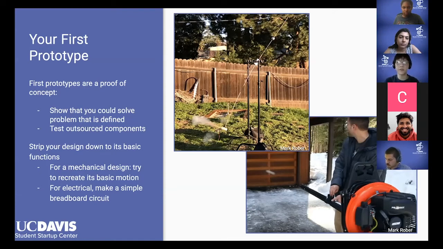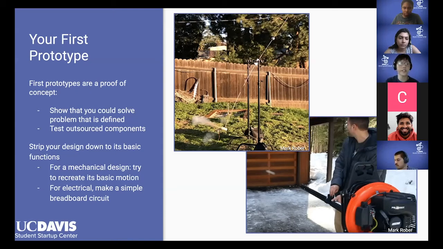So here I have a couple of examples. These are both from YouTuber and engineer Mark Rober. So in this first one, this is his first prototype of a rocket-powered golf club. As you can see here, it does not look functional at all. The rods are completely thin. You could see it bending.